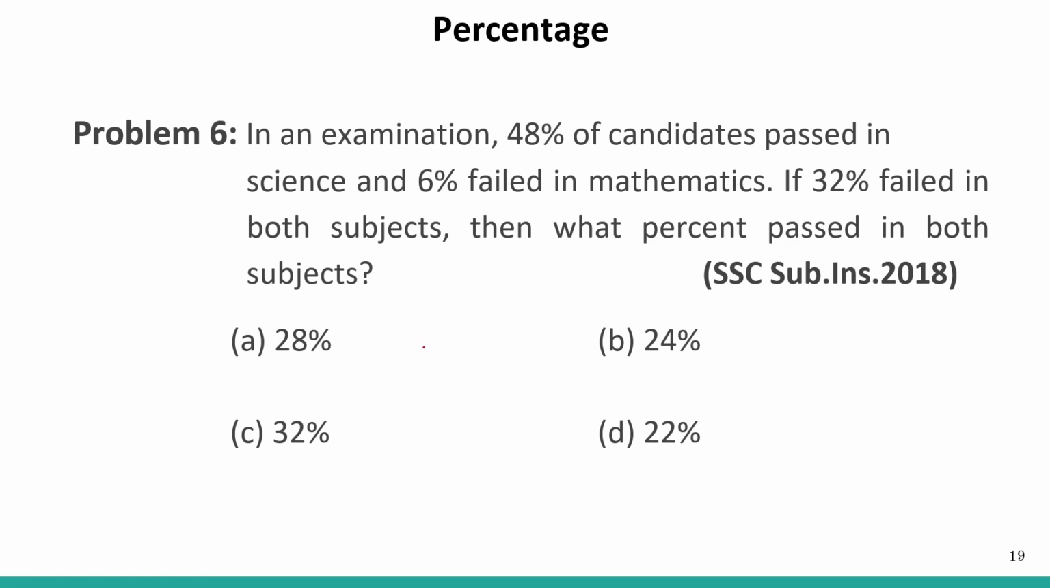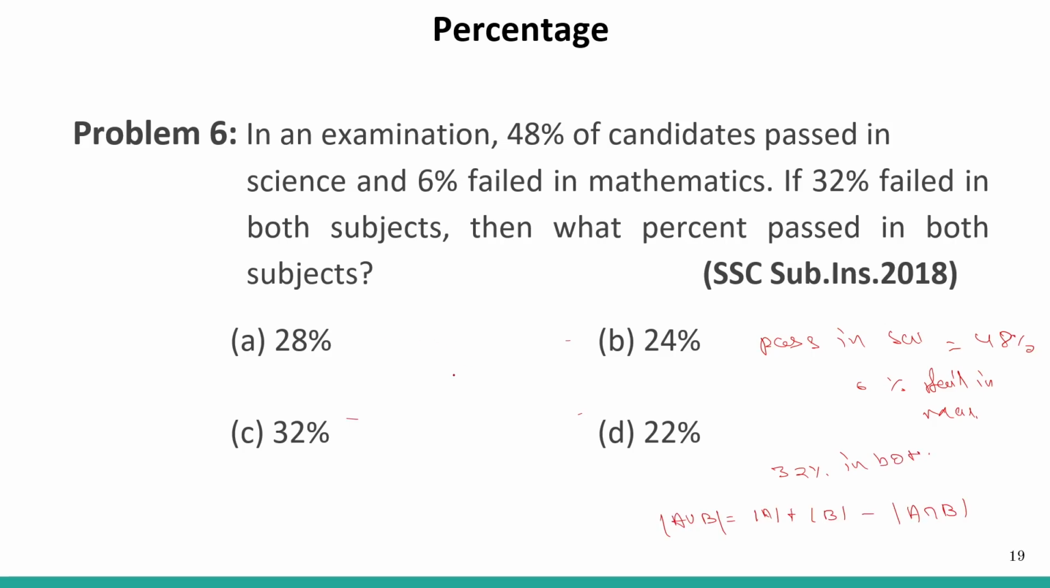So let's see problem number 6. In an examination, 48% of candidates passed in science and 6% failed in mathematics. If 32% failed in both the subjects, then what percent passed in both the subjects? So in an examination, 48% of candidates passed in science, so pass in science is equal to 48%. And 6% failed in math. 32% failed in both.